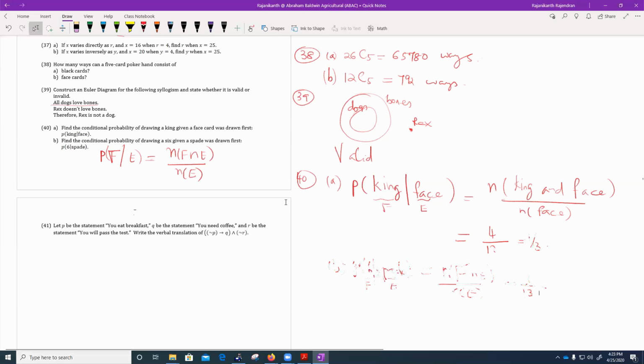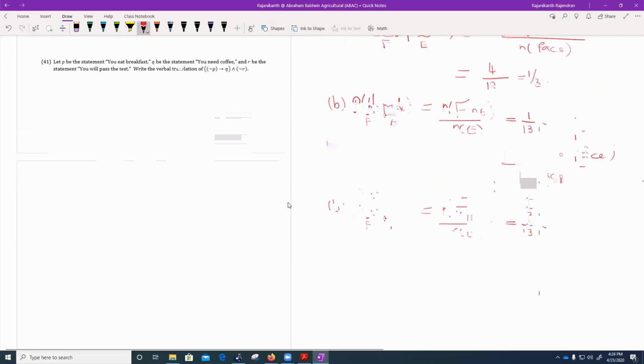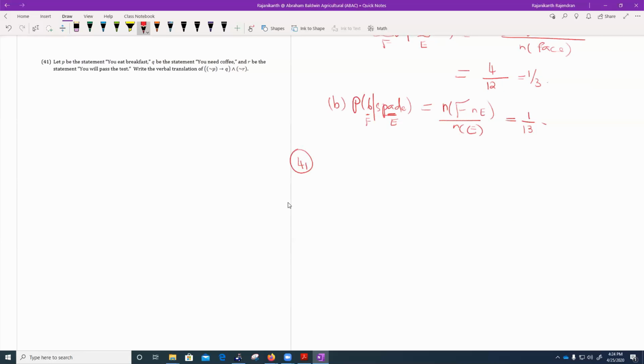Okay. So we are at the last problem, 41. Problem number 41. Let P be the statement you eat breakfast, Q be the statement you need coffee, and R be the statement you will pass the test. Write the verbal translation of that. Okay, so that is the negation of P. P is you eat breakfast. So the negation of that. Remember, you are using the conditional first, right?